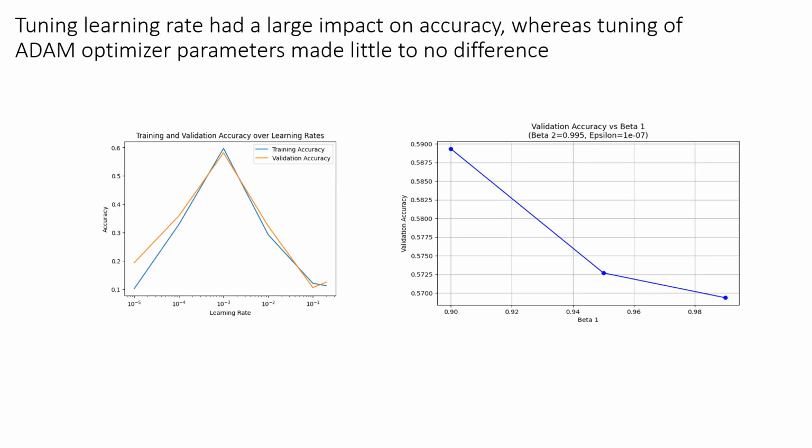We'll go into hyperparameter tuning on the Adam optimizer. So I did learning rate. This had a huge impact, as you can see, on accuracy. The clear winner there, 10 to the -3 on the learning rate.